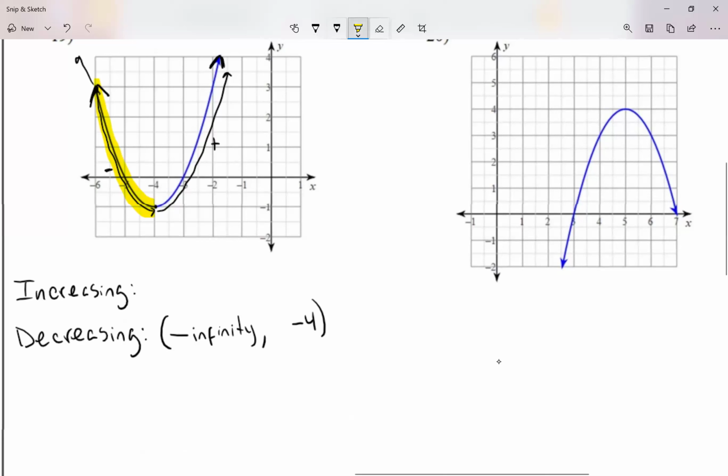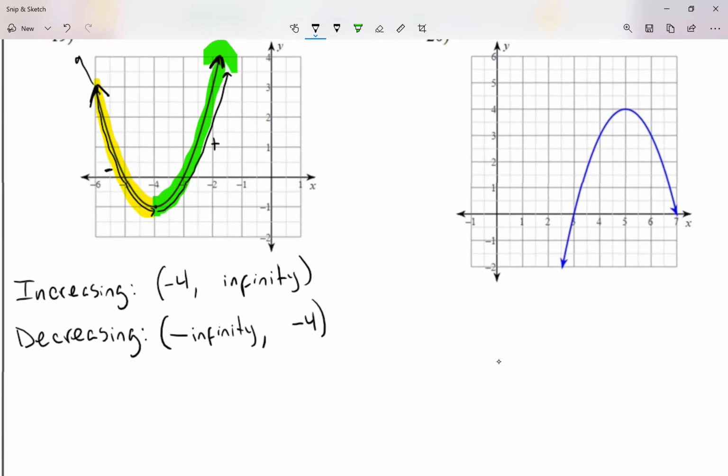Now with green, let me highlight increasing. So it goes up. It starts at -4 and it continues forever, right? I'm going to emphasize I have an arrow, so that means it goes on forever. So I'm going to say it is increasing from -4 all the way to positive infinity. I do have a space after the comma. Just one space, though. Don't put more than one space. That's it. So when I'm asking you to identify the interval where the function is increasing and decreasing, that's what I'm asking.